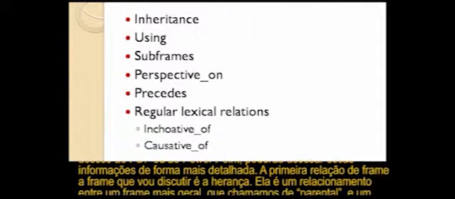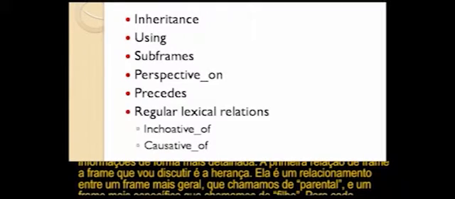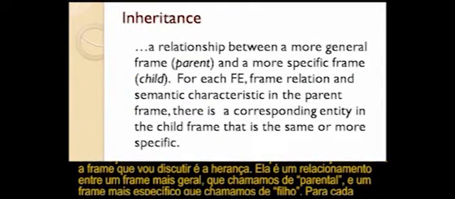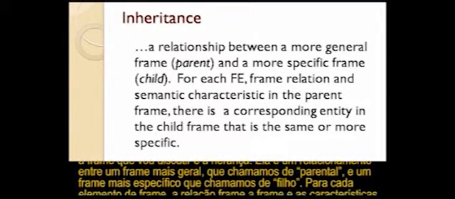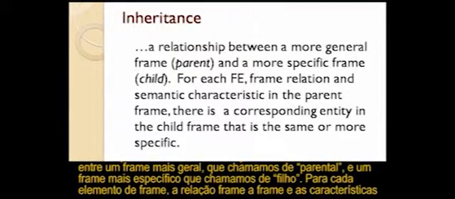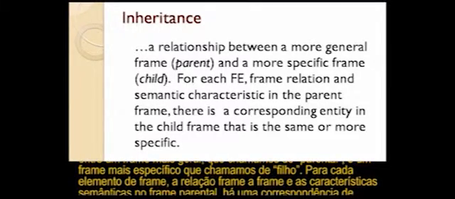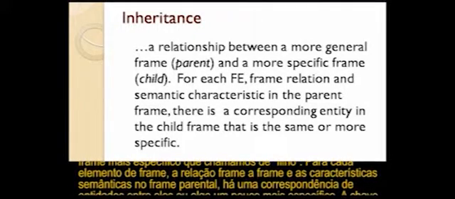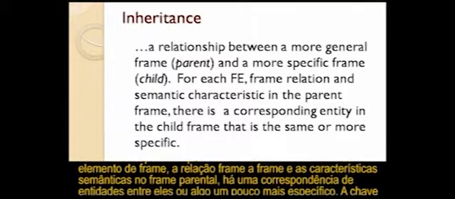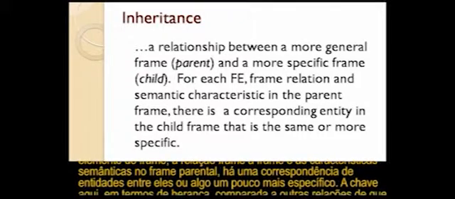The first frame-to-frame relation that I'm going to talk about is inheritance. Inheritance is a relationship between a more general frame, which we call the parent frame, and a more specific frame, which is called the child frame. For each frame element, frame relation, and semantic characteristic in the parent frame, there is a corresponding entity in the child frame that is either the same or more specific.